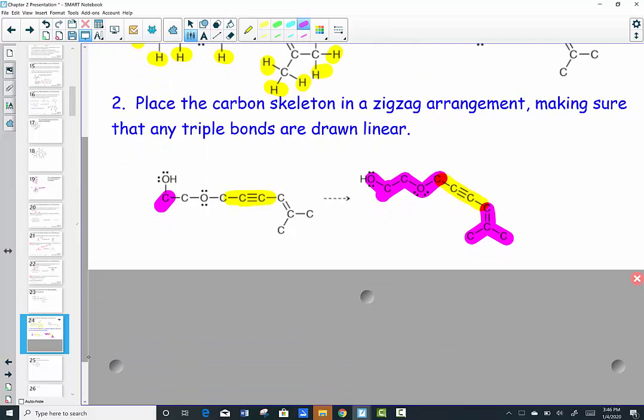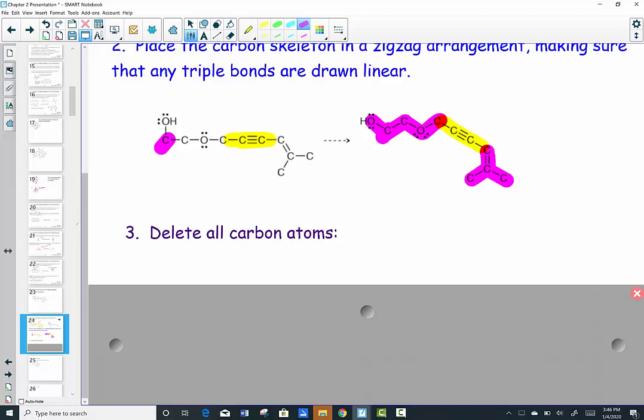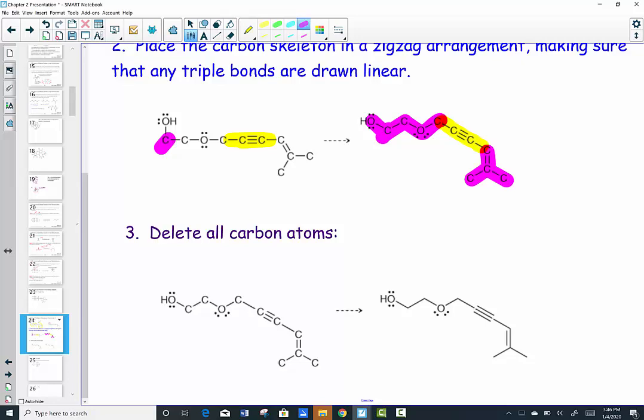And then the final step says, go ahead and redraw that now. And this time, get rid of the carbons and just make those zigzag lines to represent the carbon atoms. So here we have, just highlighting, this carbon is here. Here's the next carbon. Then we see that oxygen linkage. We'll learn that that's called an ether.